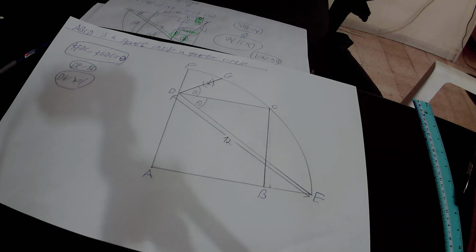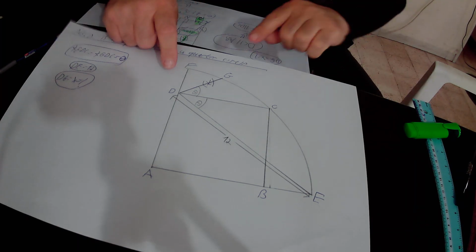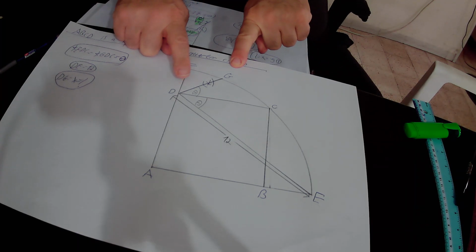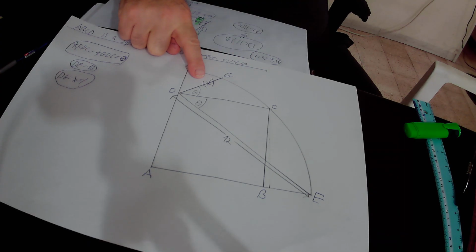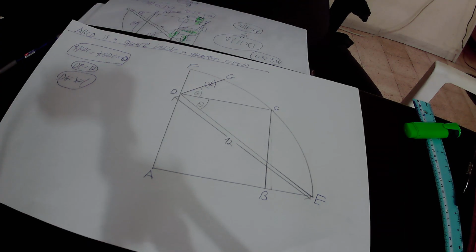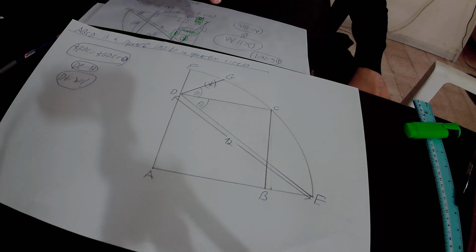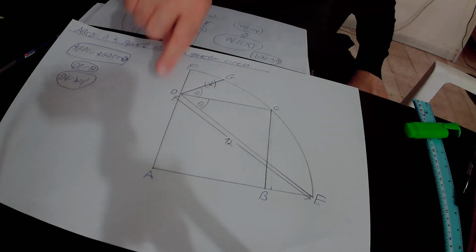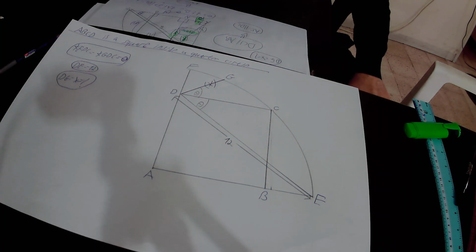In this lecture, I found out the length of this line segment GD that's equal to x. We found out the value of x. So, in the drawing, we have a quarter circle AFE. This is a quarter circle.